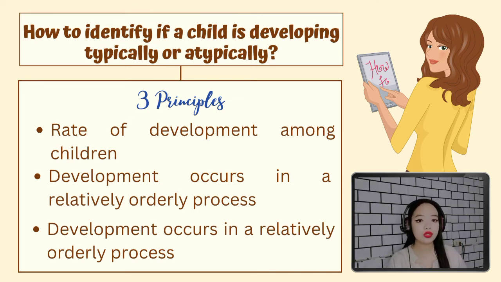This means that children grow and develop at different rates. While their developmental pathways may differ, most pass a set of predictable milestones along the way. A child can be a bit ahead or a little behind at a certain age. This is normal. Most of the time, given the right nurturing and stimulation, all children will be able to catch up in the end. Second, development occurs in a relatively orderly process.